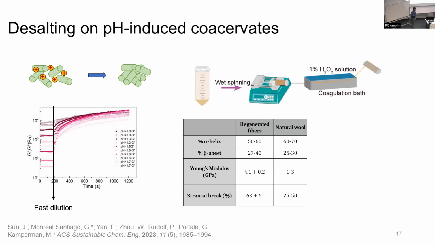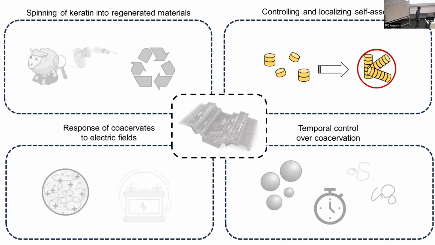It's also quite nice because at the end, after you have spun the fibers, the only thing that is left is keratin, and all the things that you introduced into the system to make keratin soluble, you have removed them. That means that both the secondary structure of the protein and the mechanical properties of the regenerated fibers are quite similar to those in the original wool. And that's because, again, we work in such mild conditions that we don't denature the protein at all. That was the first project. Now I will move on to something that I actually started here, which is controlling and localizing self-assembly using coacervates.